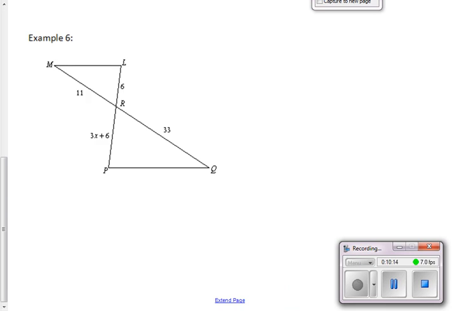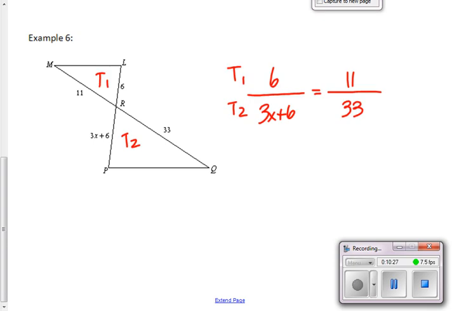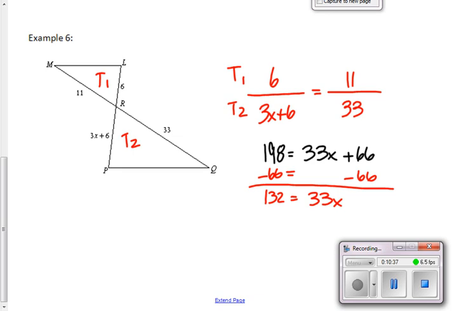Example 6, why don't you go ahead and give it a shot, see how you do. Come up with your proportions and cross multiply, divide, figure out what our value for x is. Set up corresponding sides, there we go. Cross multiply and divide. Given us our equation, get x alone. So subtract 66, the next step, go ahead and divide by 33. Finding out that x is equivalent to 4.